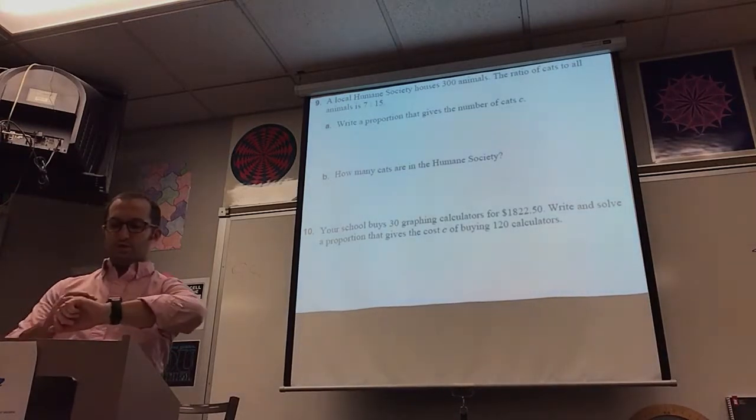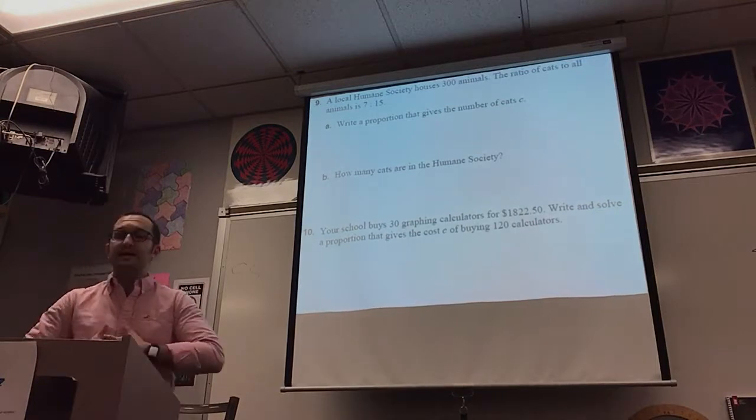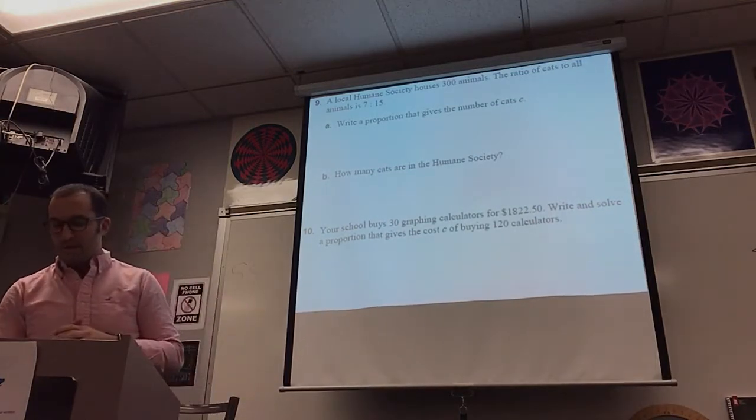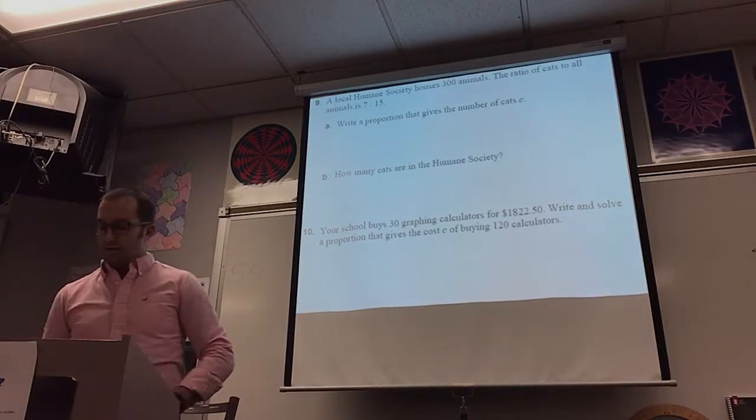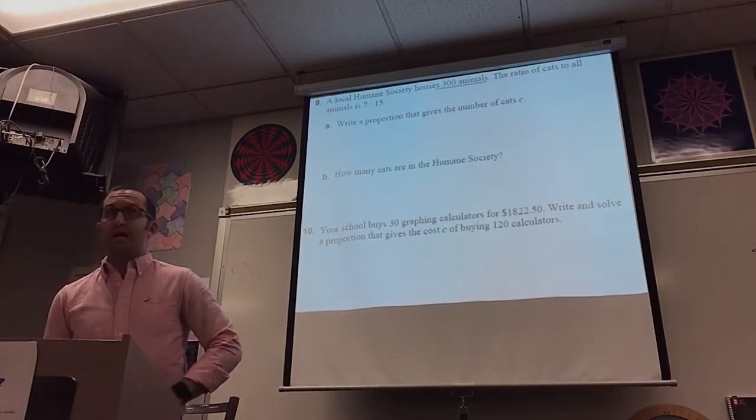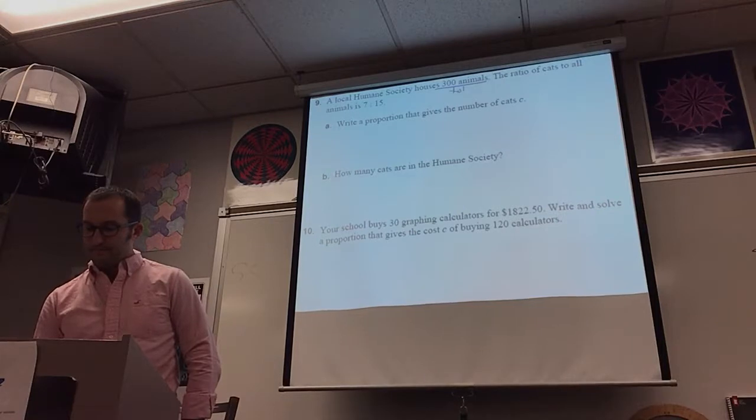Let's get on to doing at least one more. The Humane Society houses 300 animals. The ratio of cats to all animals is 7 to 15. So the 15 is total animals. So 300 is the total, right?